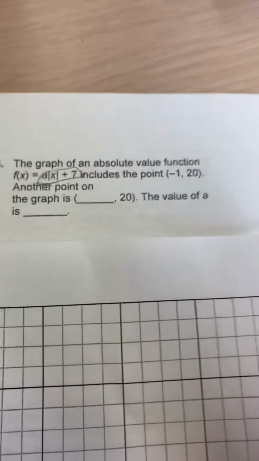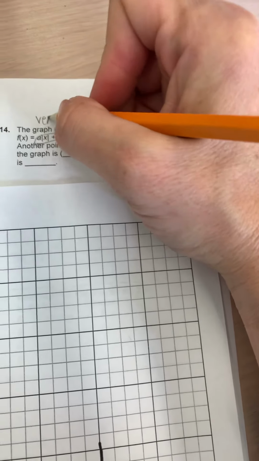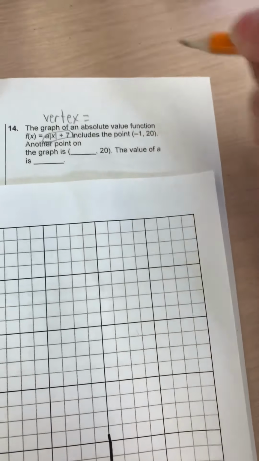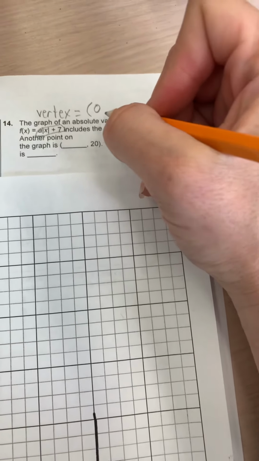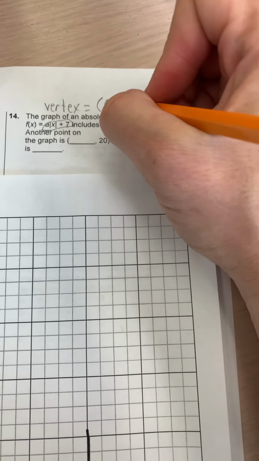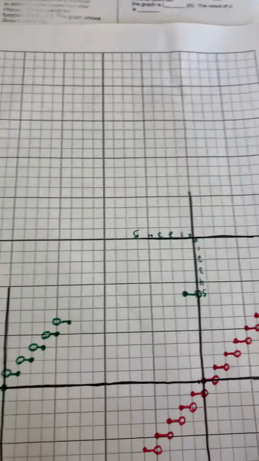So a times the absolute value of x plus 7. I know my vertex, because there's nothing added to x, and then I have a 7 here. So I've got 0, 7, and I also know one other point, negative 1, 20. Oh no, I did explain this fine before. Okay.